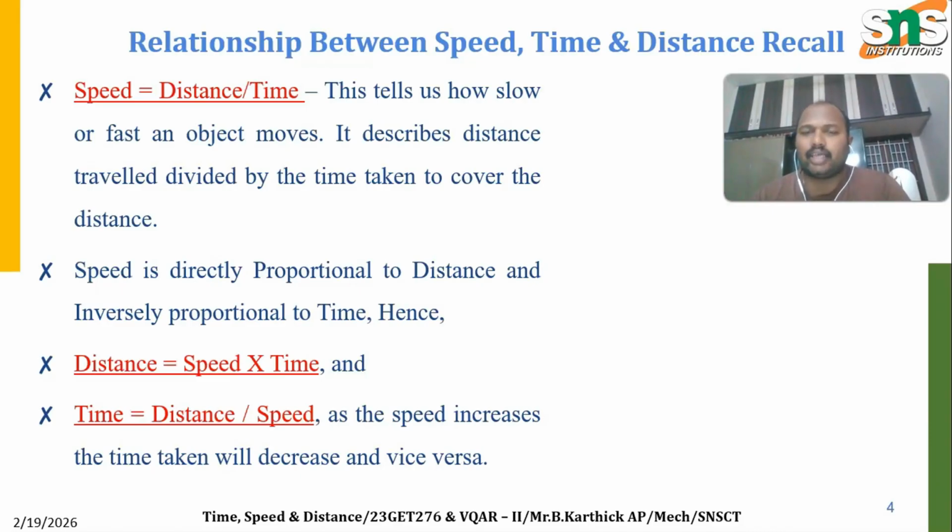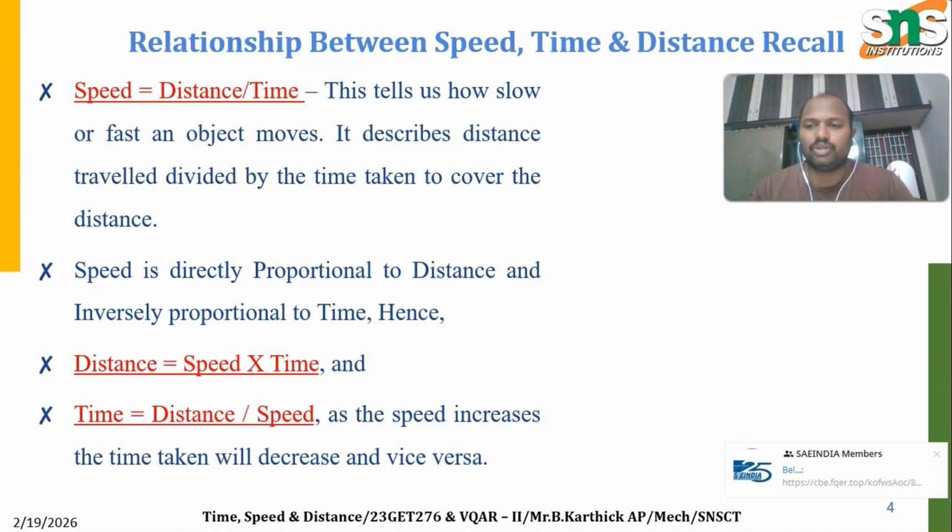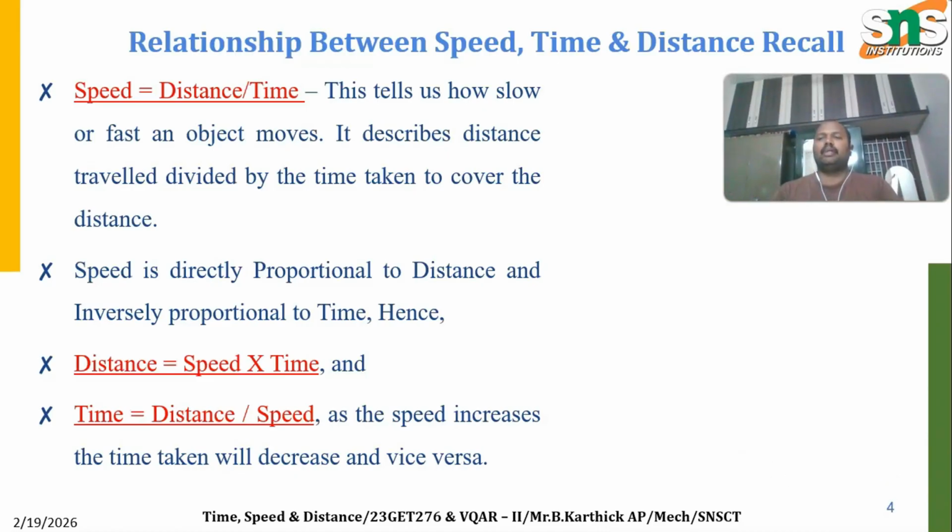In the last video we spoke about the problem on trains, where it is used intensively. Here you are going to have a small recall about the relationship between time, speed and distance. As I already said, speed is equal to distance by time. That means it tells how slow or fast the object moves: the distance covered divided by the time taken. So the speed is directly proportional to distance and inversely proportional to time.